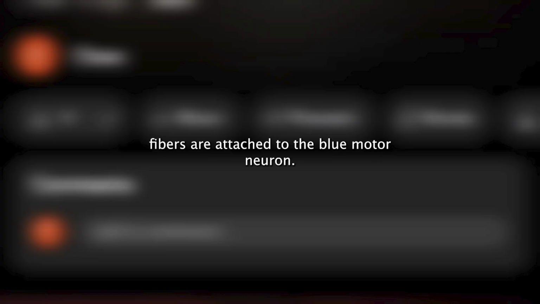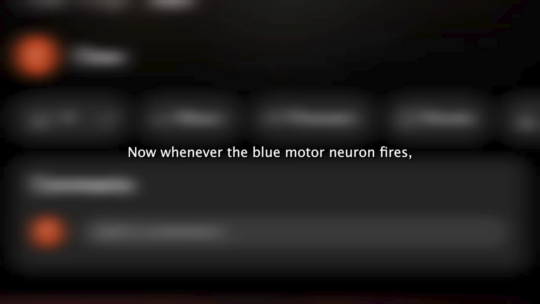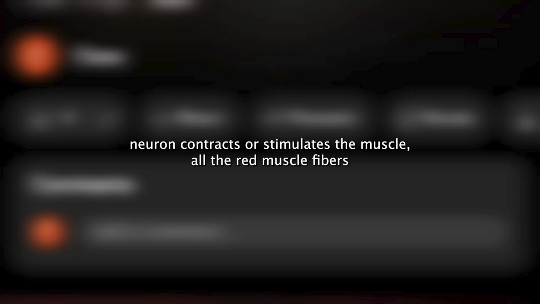All the red muscle fibers are attached to one motor neuron. All the blue muscle fibers are attached to the blue motor neuron. Whenever the blue motor neuron fires, it causes all the blue muscle fibers to contract at the same time. When the red motor neuron stimulates the muscle, all the red muscle fibers contract at the same time.